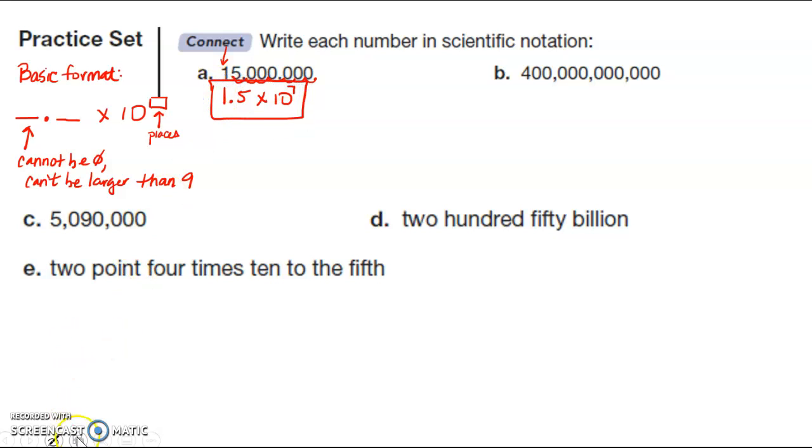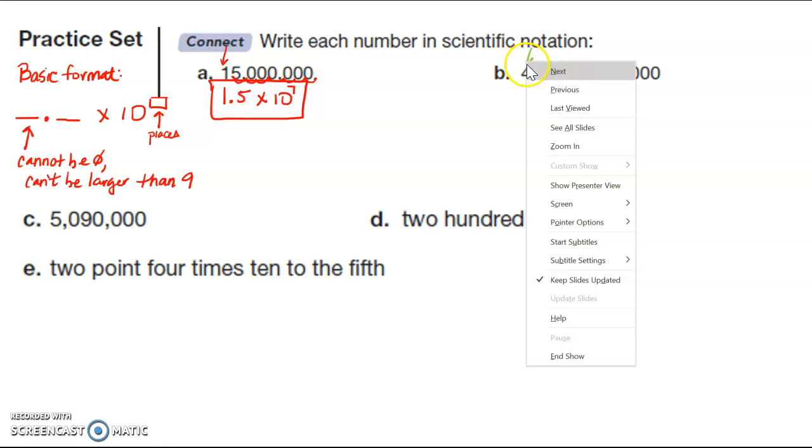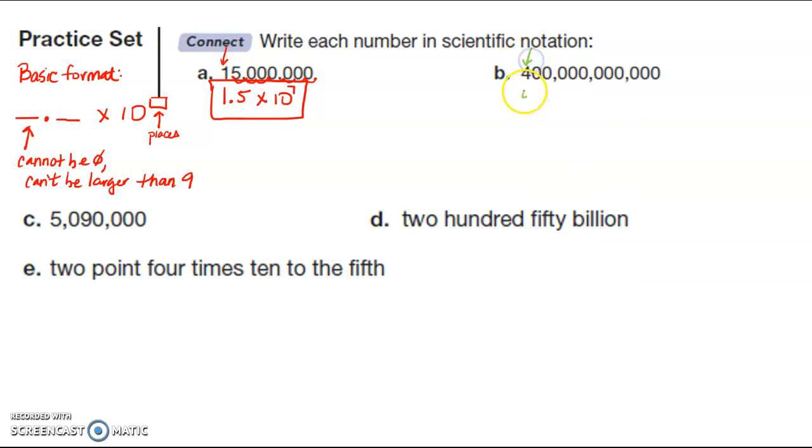Okay, let me change colors. Over here, if I put my decimal behind the first number that's not 0, I'm going to put it behind the 4 times 10. Let's see, so if I move the decimal 1, 2, 3, 4, 5, 6, 7, 8, 9, 10, 11, that's going to be my answer.